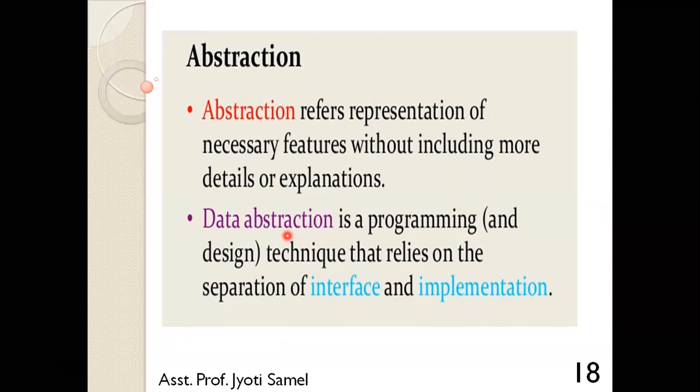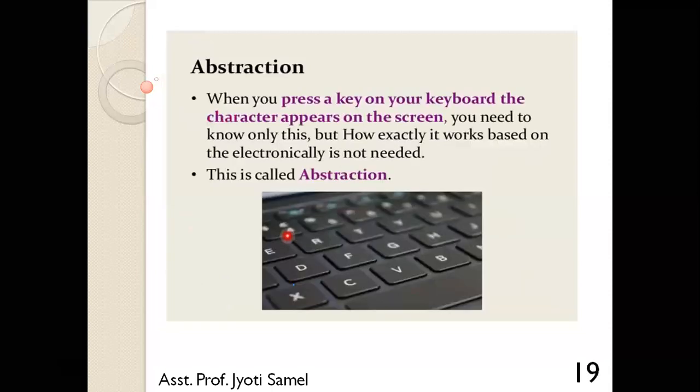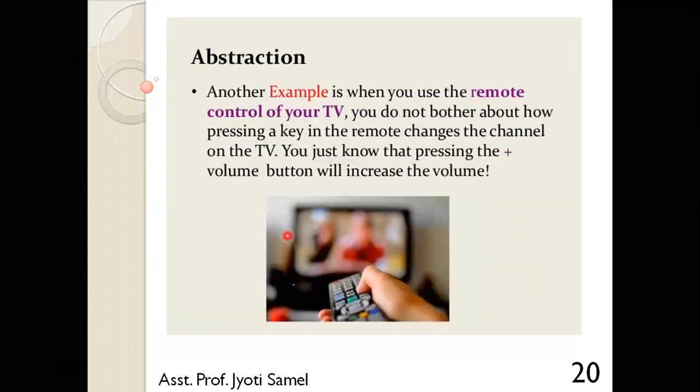Data abstraction is a programming technique that relies on the separation of interface and implementation. Here is a second example. When we press a key on the keyboard, automatically the character appears on the screen. How exactly does it work? I don't know. What exactly happened? How are the electronic things present over there? So my keyboard is also one wonderful example of abstraction.